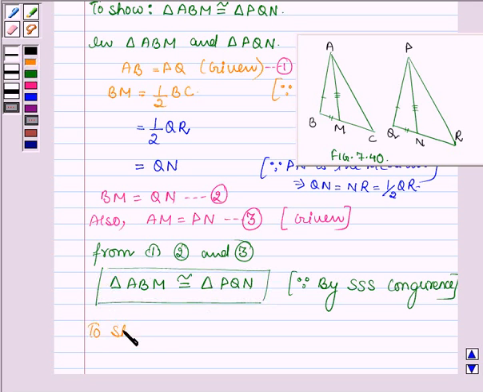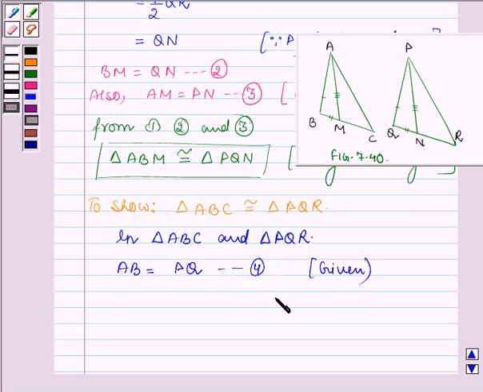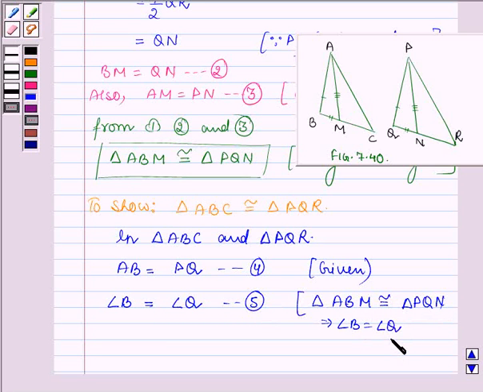Now, in the second part, we have to show triangle ABC is congruent to triangle PQR. Now in triangle ABC and triangle PQR, AB is equal to PQ. Let this be 4, and this is given to us. Also angle B is equal to angle Q, and let this be equation number 5, and this is because triangle ABM is congruent to triangle PQN, and this implies angle B is equal to angle Q by CPCT. That is, if two triangles are congruent, then their corresponding parts are also equal. That is, angle B is equal to angle Q.